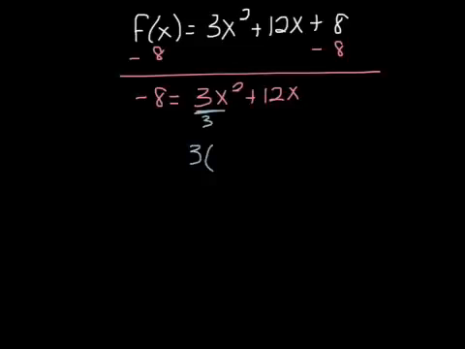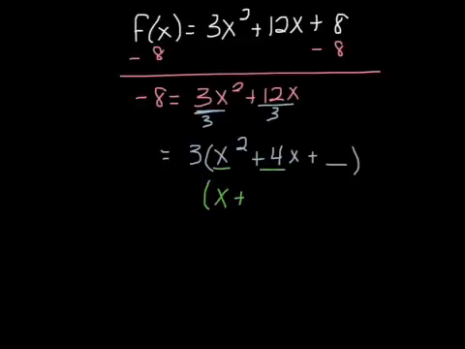If I factor out a 3 here, and I factor out a 3 there, then I'm left with x squared plus 4x. And now I still have to complete the square. So from here, I'm going to take what's in here. I'm going to take x and half of this, which is 2, and 2 squared is 4.